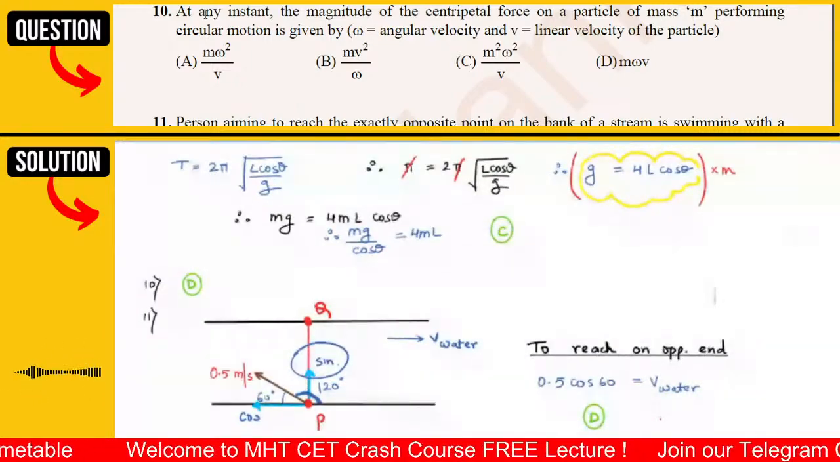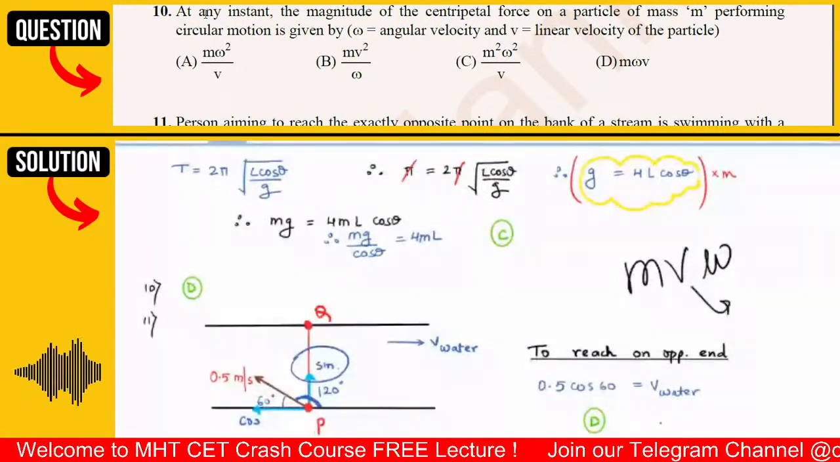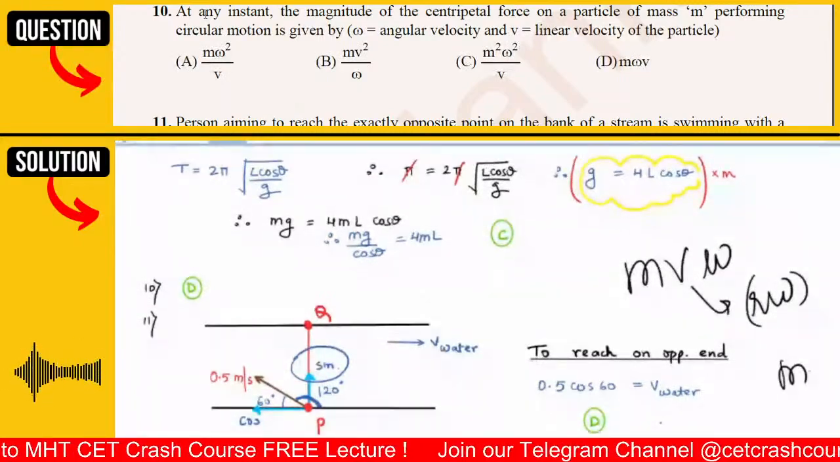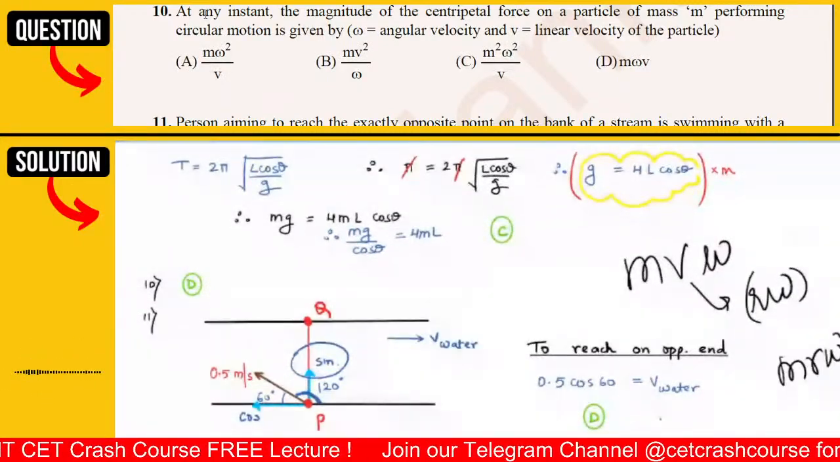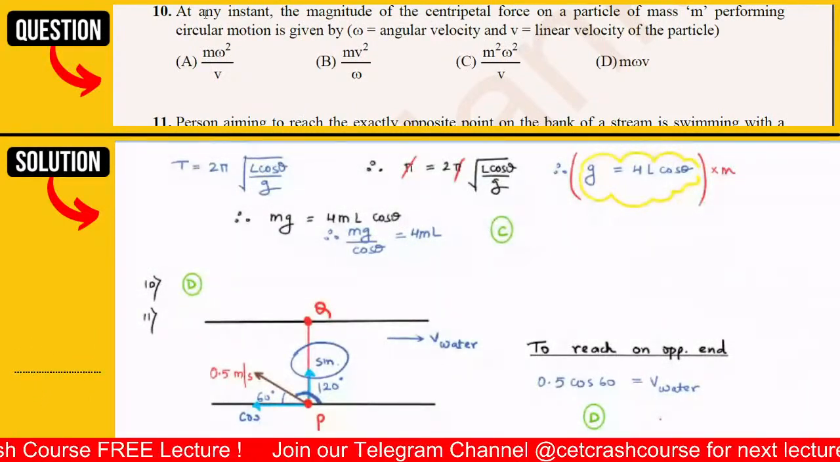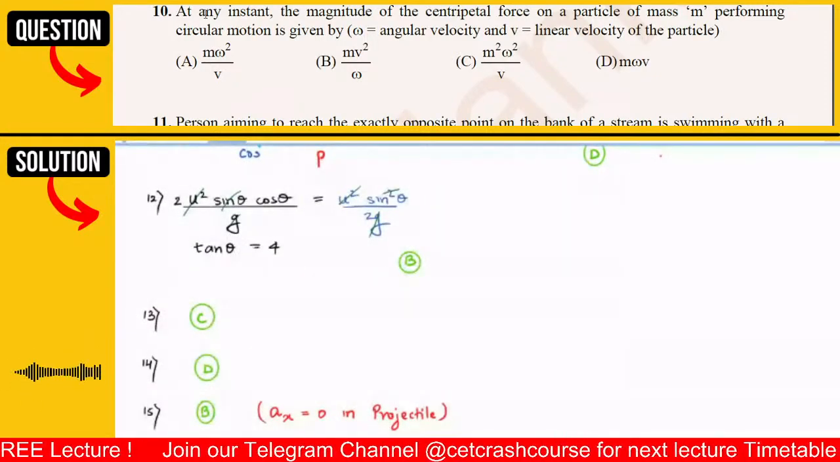You can just remember it, because when you substitute v as r times omega, right? So you are going to get a standard equation, m r omega square. So m v omega is a basic formula. There is nothing to explain over there. That brings us to 12th question, students.